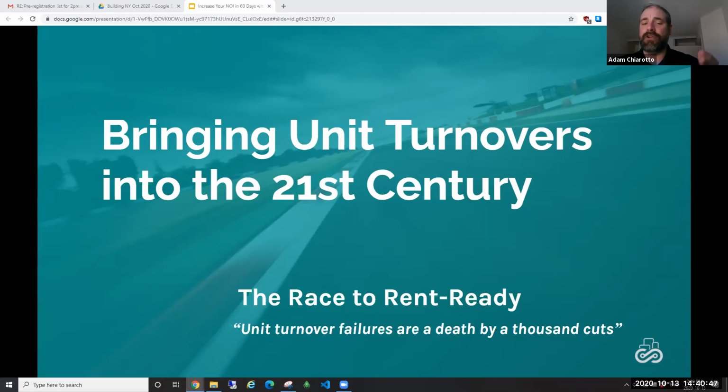And we always say, unit turnover failures and really any sort of maintenance failure is really death by 1,000 cuts. If I'm 1 day late or 1 day over, let's say, on a unit turnover, I experience 1 more day of vacancy loss. To me, that's probably not a really big deal.